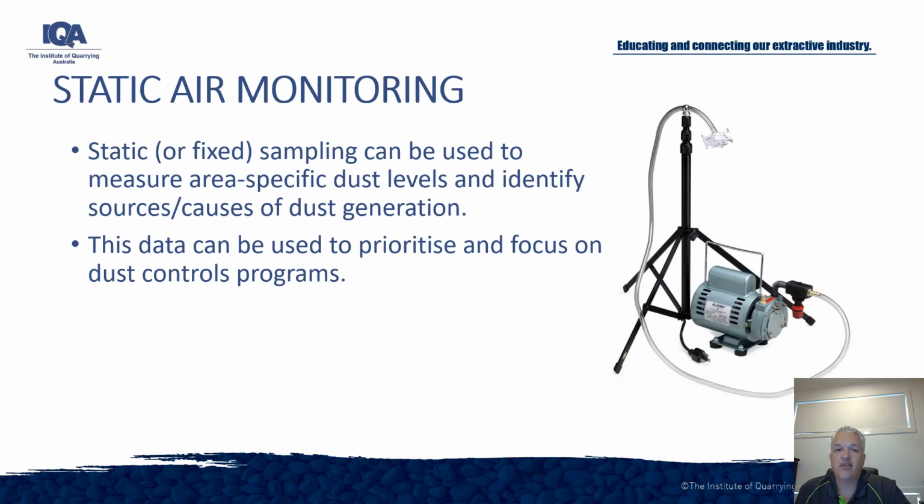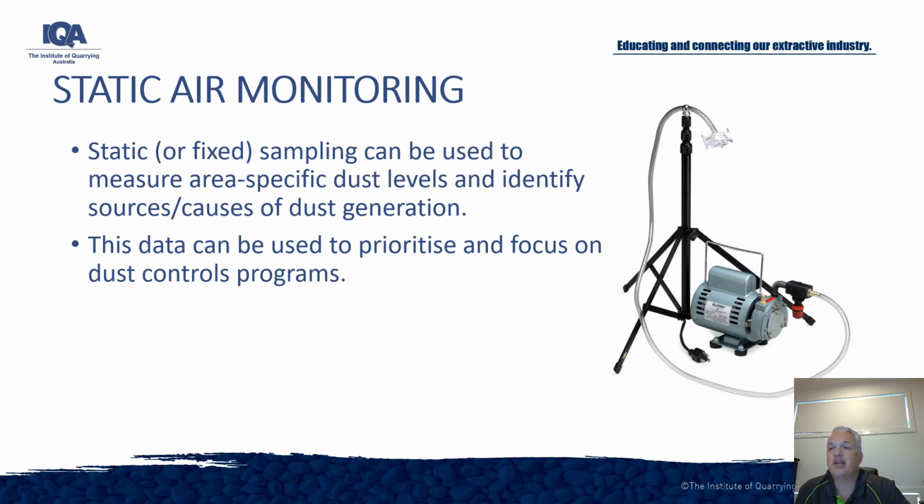The next topic we'll cover is static air monitoring, what the advantages are, what the disadvantages are, and what the limitations are as well. So static, fixed or positional sampling can be used to measure area-specific dust levels and identify sources or causes of dust generation. This data can be used to prioritise or focus on dust control programs. It's used to identify where your dust hotspots are, where the biggest contributors are to personal exposure, if the people are actually working within that area on a regular basis.